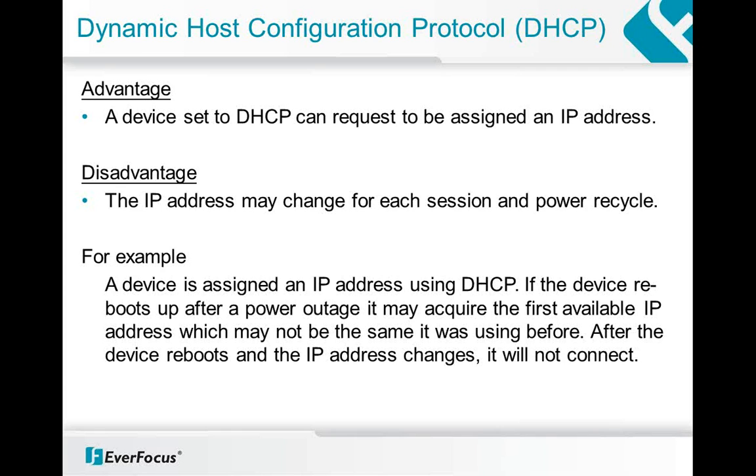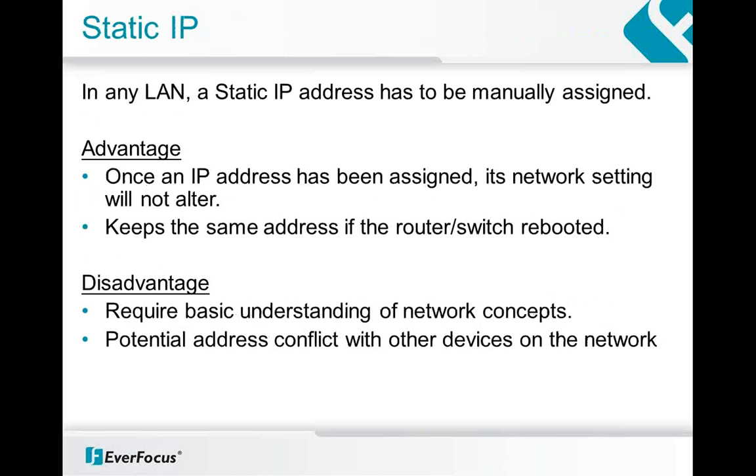Two, the NVR will not be recording that camera. So that's the negative. With any edge device on the network, whether it be an NVR, a DVR, or an IP camera, anything that is being assigned an IP address, it's always recommended to use a static IP address. And that's what we're getting into next.